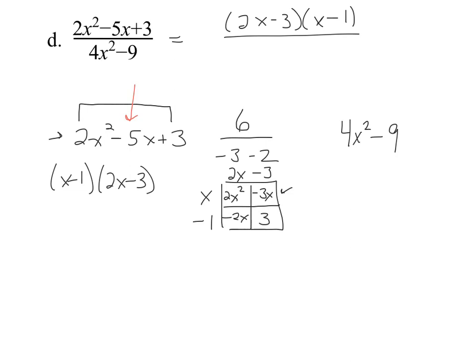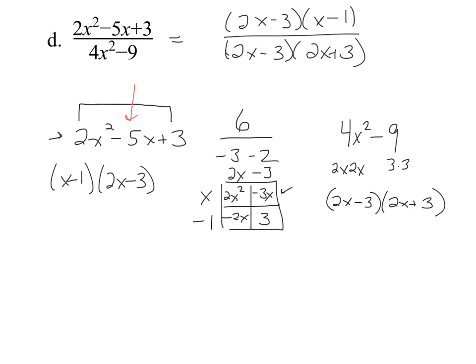So now on the bottom here I have 4x squared minus 9. There's only two terms. Whenever there's two terms, it's typically going to be difference of squares. 2x and 2x, 3 and 3. So difference of squares, if they're both squares, it's just the first one minus the second one, the first one plus the second one. So I can write those up top: 2x minus 3, 2x plus 3. And if you look at this, the 2x minus 3's are the same, so they will cancel out. So our answer is going to be x minus 1 over 2x plus 3.